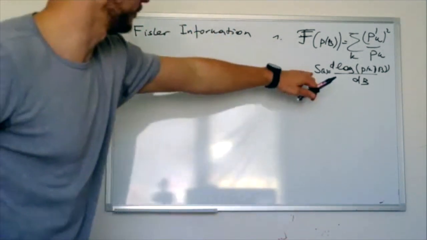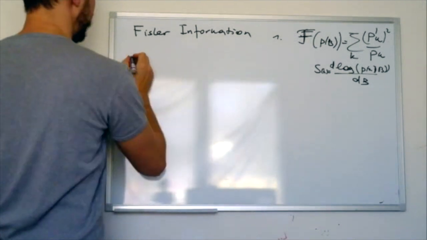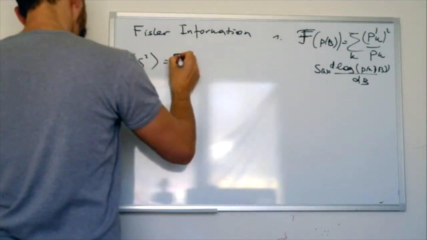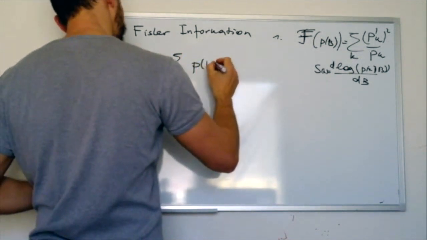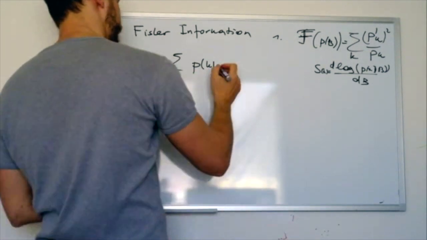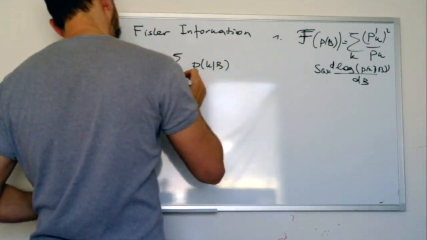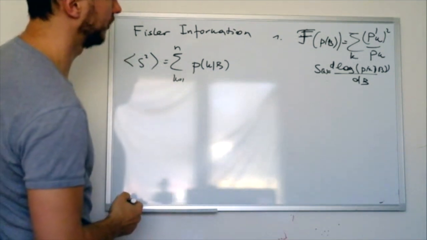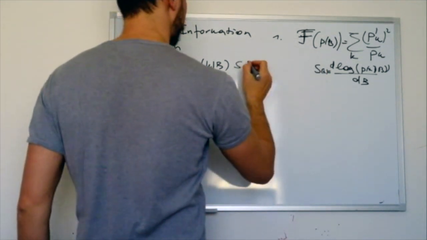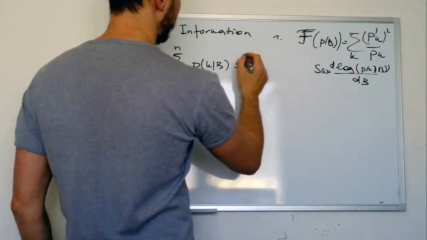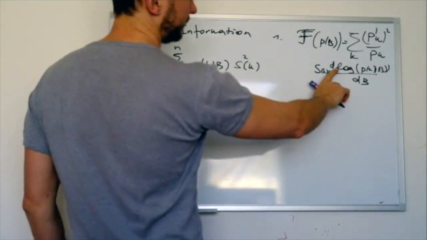And well, just look at it. So the expected value of s squared is the sum of the probability of the outcome k, where k is the value of x, for our n outcomes, times s of k squared, and s of k squared is the derivative of the log.